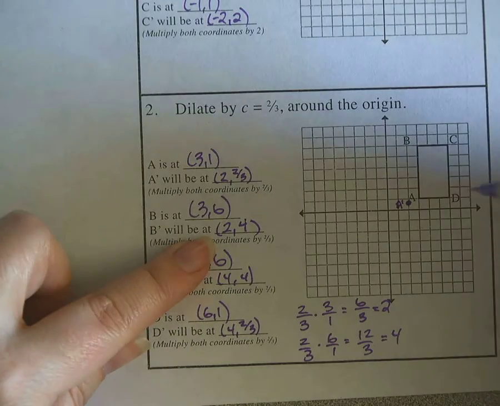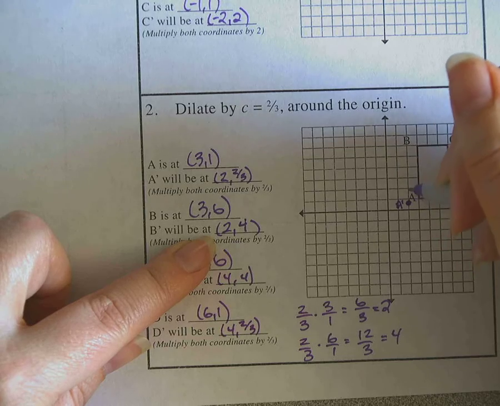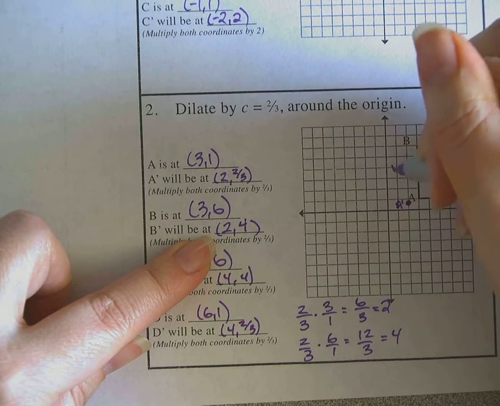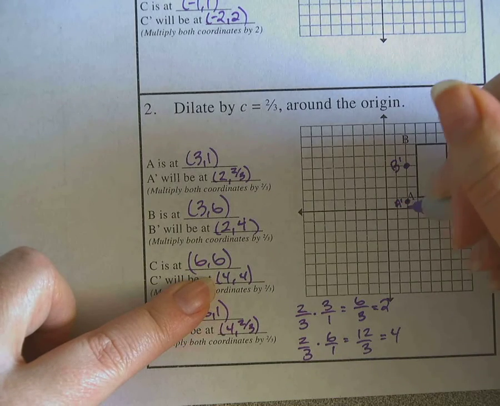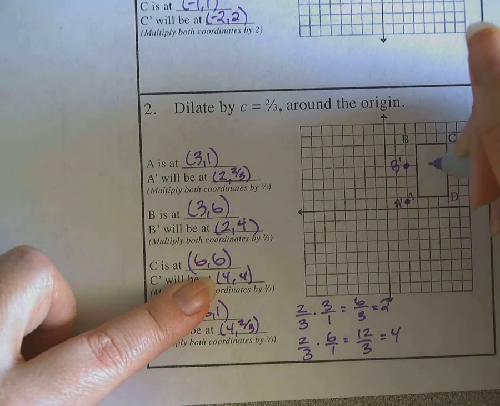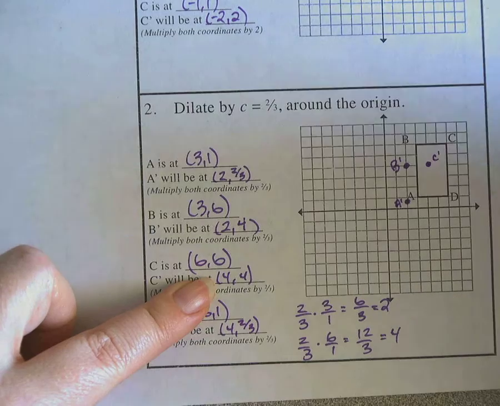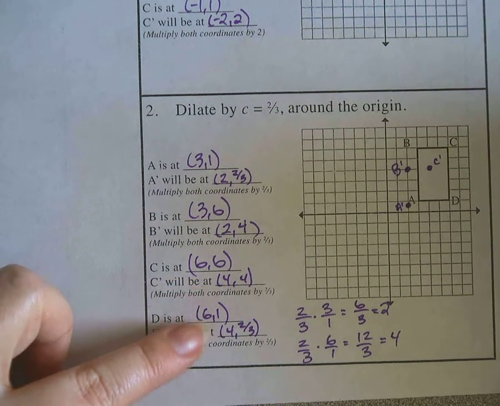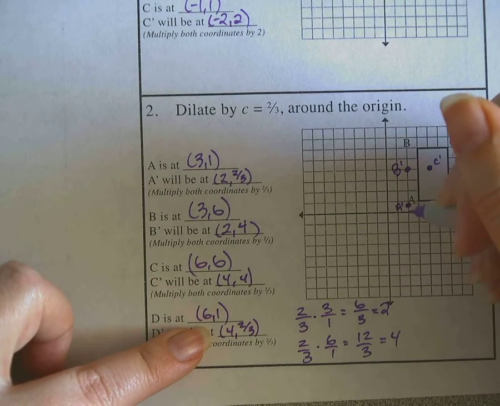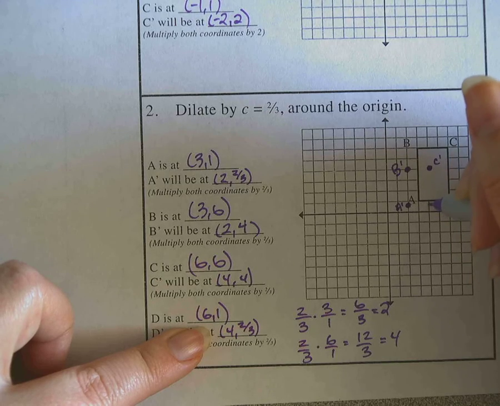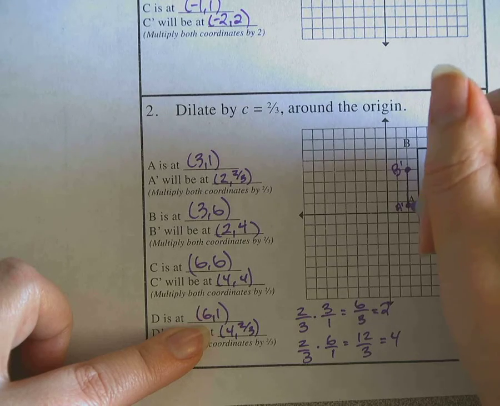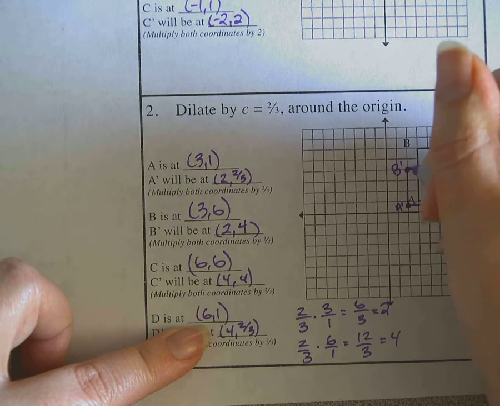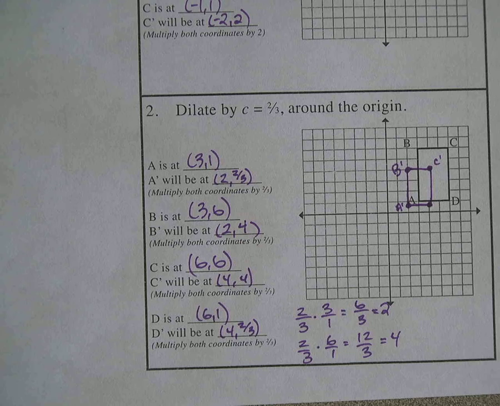B prime is going to be at 2, 4. So 1, 2, 1, 2, 3, 4. There's B prime. C prime is at 4, 4. 1, 2, 3, 4, 1, 2, 3, 4. C prime. And D prime will be at 4 and 2/3. So 1, 2, 3, 4, and then 2/3 is about right here. And I can go ahead and connect the dots as best as I can. And I can see this is how my rectangle looks when I dilate it by 2/3.